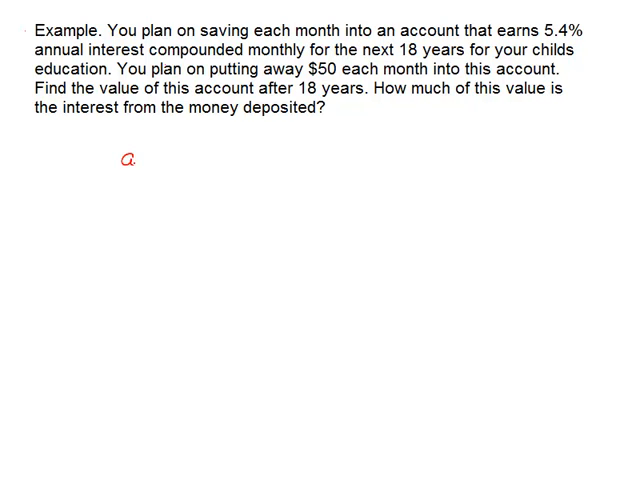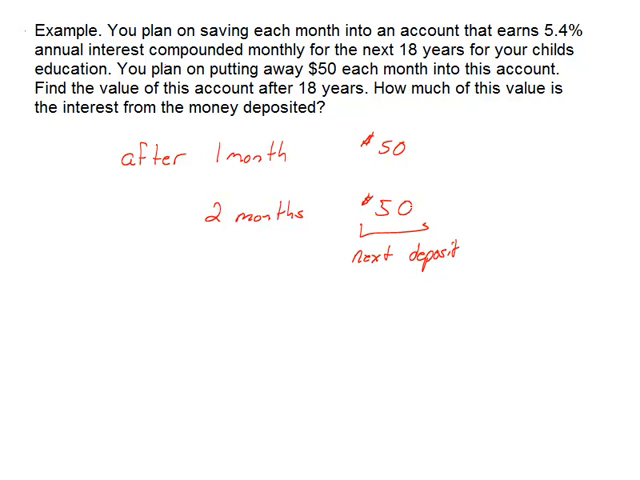So after 1 month, that's when we're going to make our first deposit. So we get simply $50 there. After 2 months, though, we deposit a new, so that's our next deposit. So we put in a new $50, so it hasn't earned any interest, but that first $50 is going to earn some interest. And so we have the $50 plus the interest it earns, and that's 1/12 of the 5.4%. So we have 0.054 over 12 here.